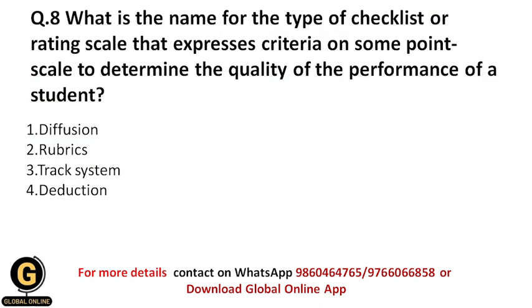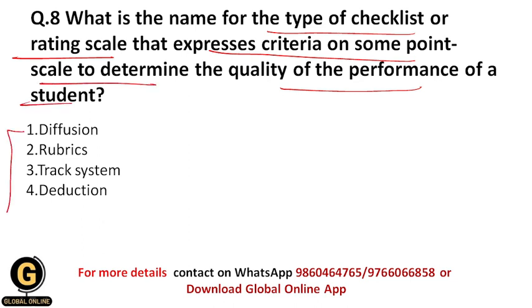Now next is, what is the name for the type of checklist or rating scale that expresses criteria on some point scale to determine the quality of the performance of a student? Okay, so students, here they have given you some names, which is the name for the type of checklist or rating scale which expresses criteria on some point scale to determine the quality of the performance of a student. So whether it is diffusion, rubrics, track system, or deduction.